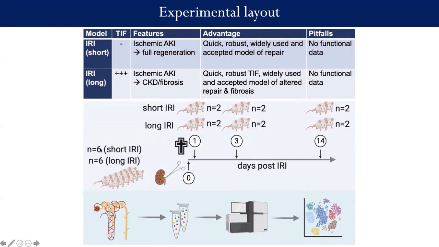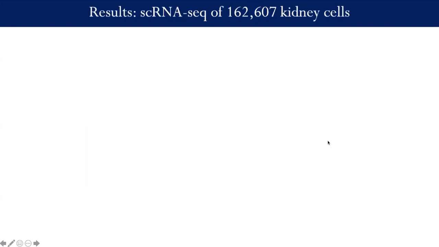And we analyzed 6 versus 6 mice, where we did short versus long IRI, with 3 follow-up time points, harvesting kidneys at 1, 3, and 14 days after ischemia. So that left us with 2 versus 2 comparisons, and we also included 6 control animals that did not undergo ischemia, then all analyzed with single-cell RNA-seq.